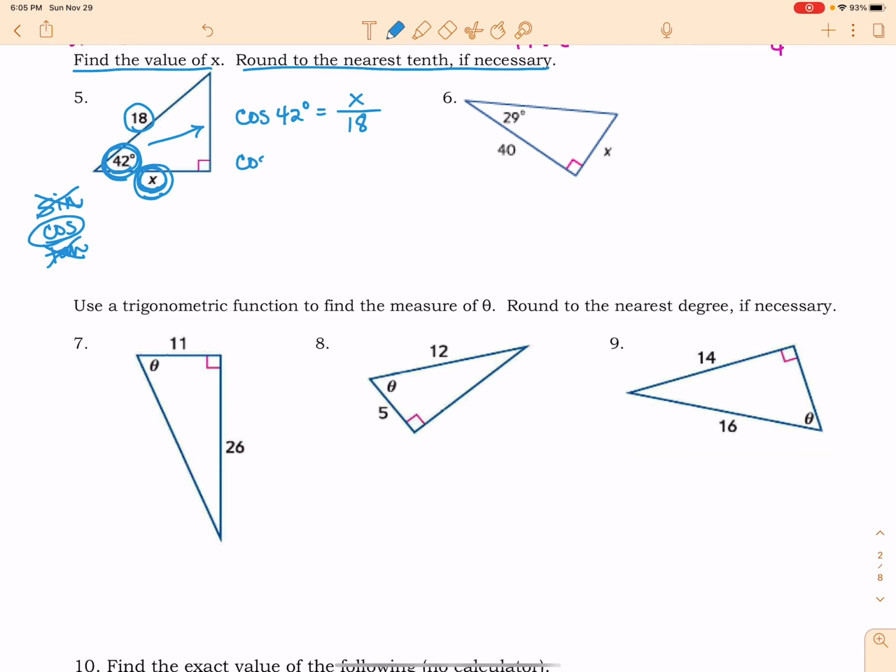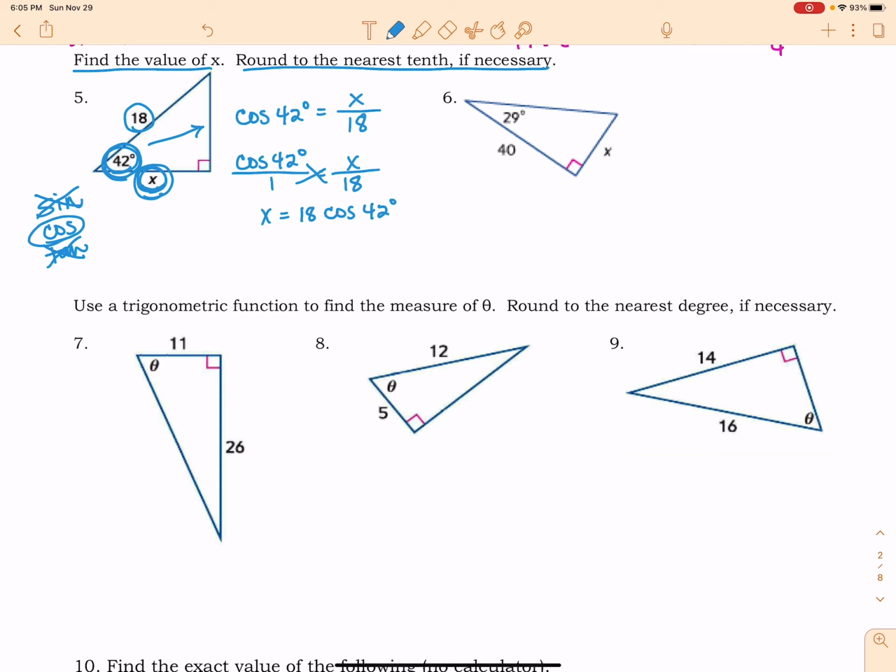So I am going to write cosine of 42 degrees over 1, and that is equal to x over 18. Now we're going to do what everybody tries to do all the time in the wrong place. We are going to cross multiply because you can do that over an equal sign. X times 1 is x, and then I've got 18 times the cosine of 42 degrees.